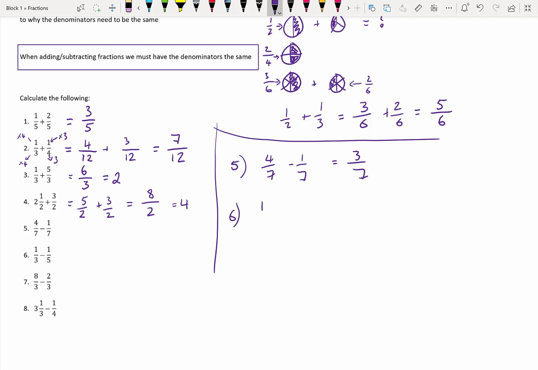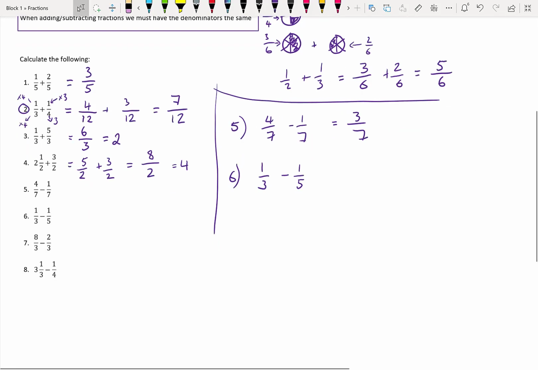Example 6, I've got 1/3 minus 1/5. So here I've got the same problem that I had in example number 2 and that I had up there. I've got different denominators. So first thing I'm going to do is find out what my equivalent fractions are. So I need a number that is in the 3 and the 5 times table. So 15 appears in the 3 and the 5 times table.